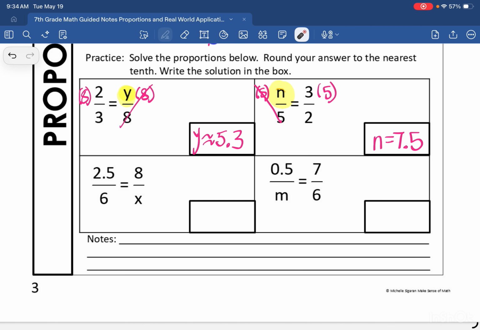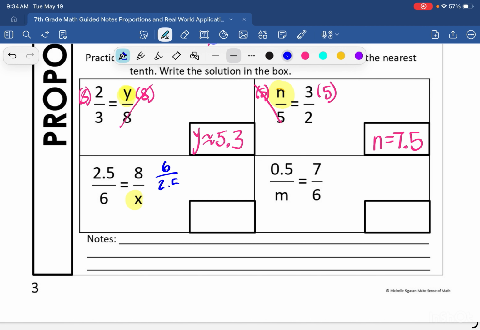Again, I don't know any quick multiplicative factors. I'm going to flip this because my variable right here is in the denominator. So I'm going to flip both ratios. So I have 6 over 2.5 equals x over 8. Now my variable is in the numerator.